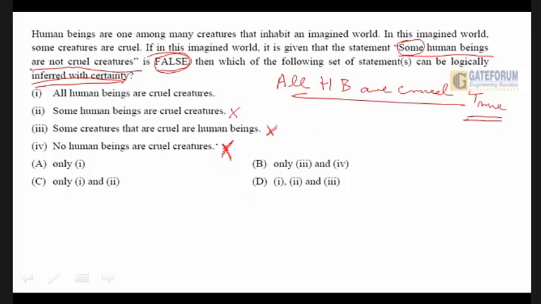Well, some creatures that are cruel are human beings. This I still would say cannot be inferred with certainty because there are many creatures inhabiting this imagined world. How do I know that the creatures that are cruel are all human beings? It may be that the other type of creatures are also there. So for that, this also goes off. Next, some human beings are cruel creatures. Well, but all human beings are cruel creatures is the correct one. So hence this also becomes false, and all human beings are cruel creatures becomes right.